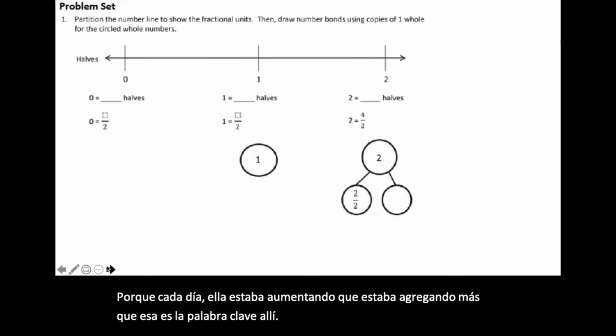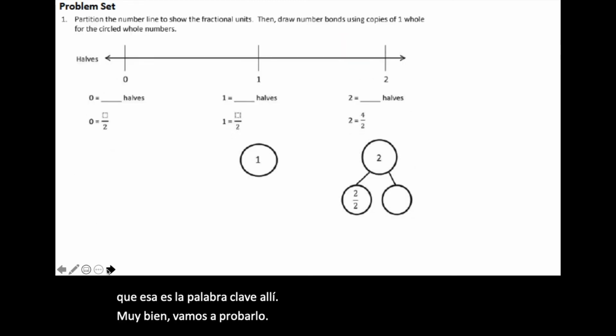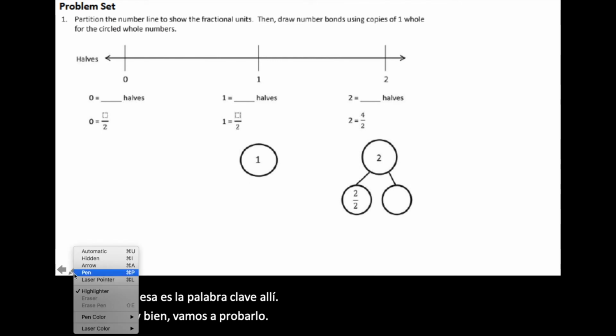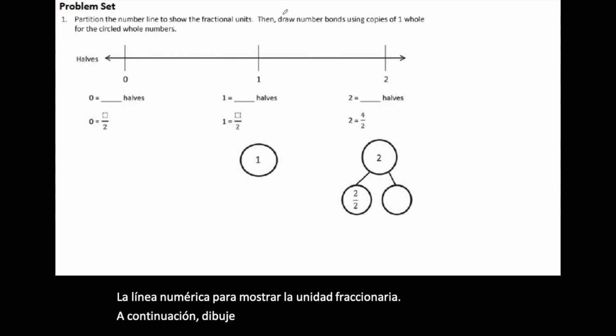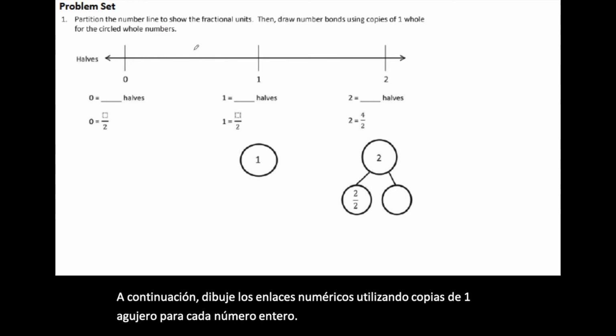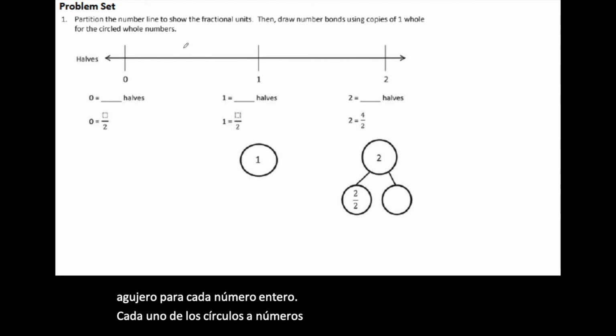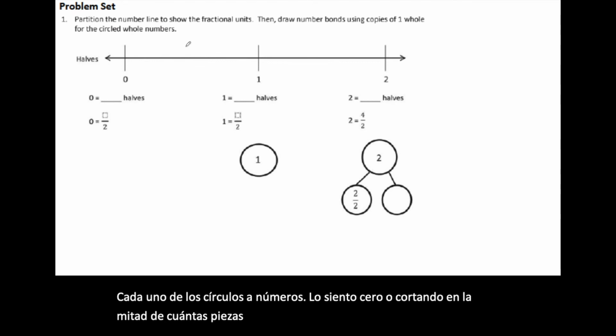All right, let's try it out. Let's get to our problem set. It says, partition the number line to show the fractional units, then draw the number bonds using copies of one whole for each of the circled whole numbers, I'm sorry. So we're at 0. We're cutting it into half. How many equal pieces are halves again? Yes, 2 equal pieces. Great job.